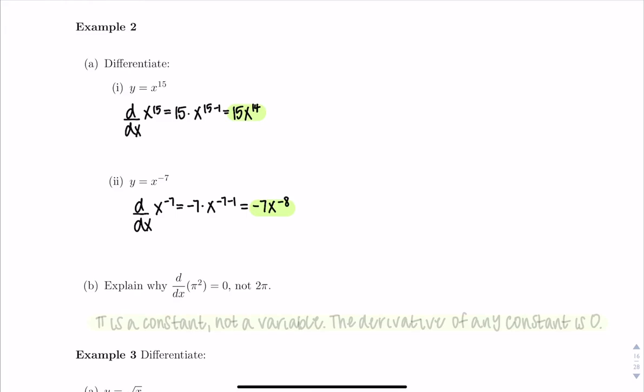Now, why is the derivative with respect to x of pi squared equal to 0 and not 2 pi? Well, pi is a constant and not a variable. It's just a never-ending constant. And the derivative of any constant is 0.